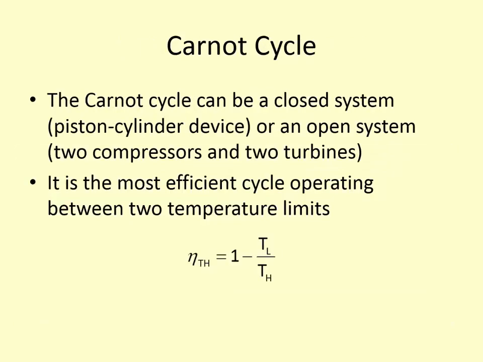The Carnot cycle, we've talked about a lot before, is the best case scenario as far as reversible cycles go. It's the most efficient cycle operating between any two temperature limits. So this efficiency for the Carnot cycle, we found to be the best possible efficiency as governed by the second law of thermodynamics.